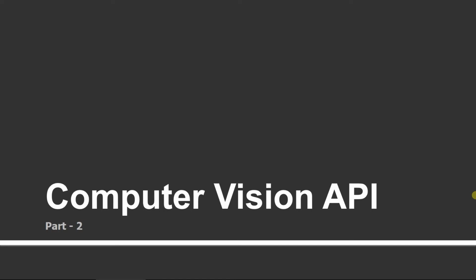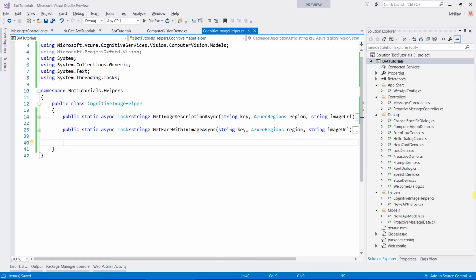In the last session, we set up the environment for Vision API and retrieved description and faces. In this session, we will retrieve tags, text and other details. Let us start with tags.